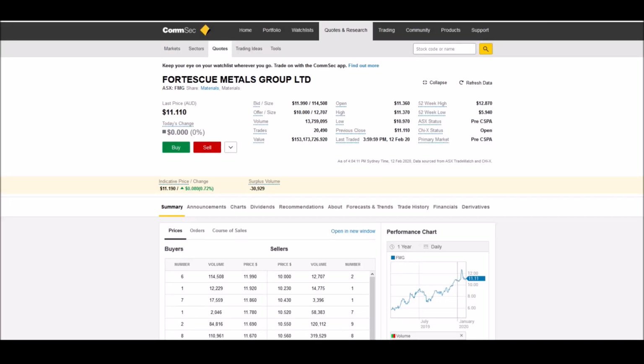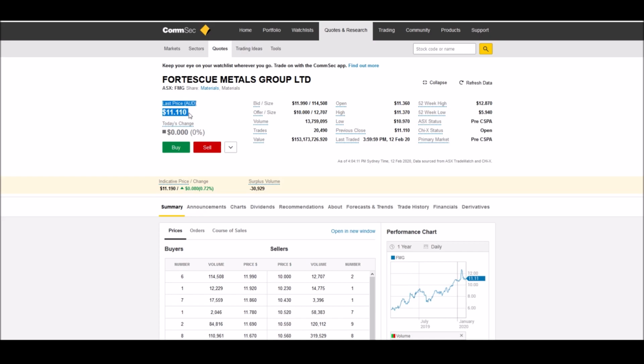There's a concept that all new traders must understand when they first start trading the market, and that's the opening and closing auction prices. Now you can see here the last traded price for Fortescue Metals was $11.11. The indicative price at the moment, because we've breached 4 o'clock now, is $11.19. So what happens at 4 o'clock is trading ends and we hit an auction period.